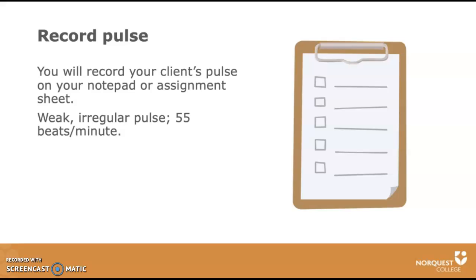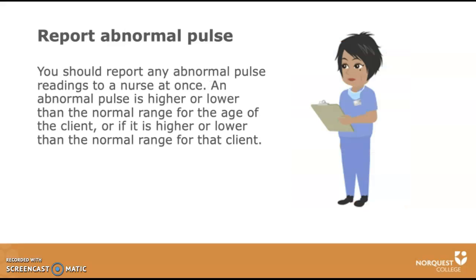You will record your client's pulse on your notepad or assignment sheet. Weak, irregular pulse, 55 beats per minute. You should report any abnormal pulse readings to a nurse at once. An abnormal pulse is higher or lower than the normal range for the age of the client, or if it is higher or lower than the normal range for that client.